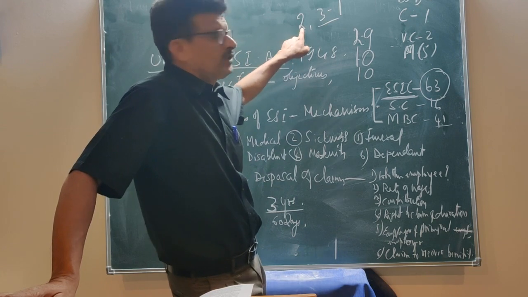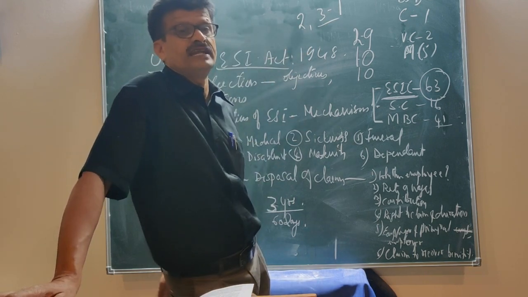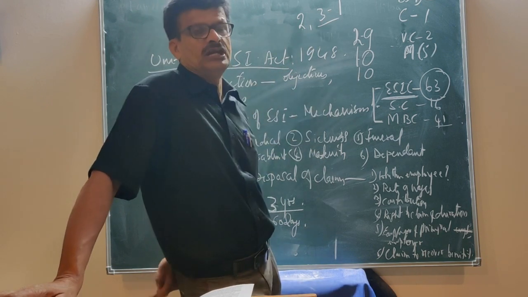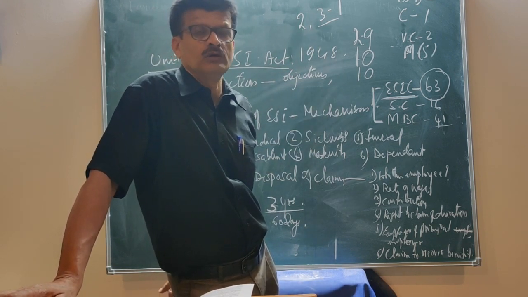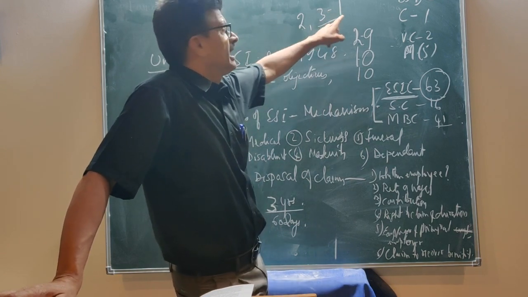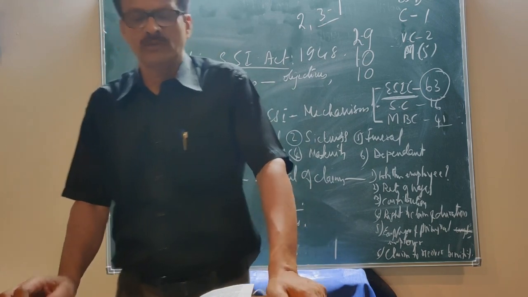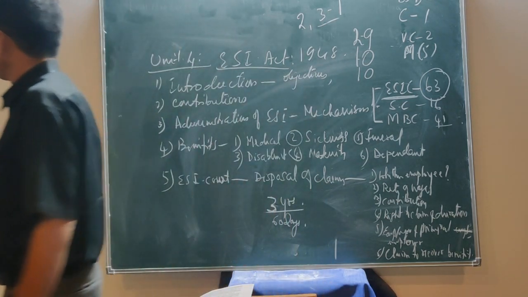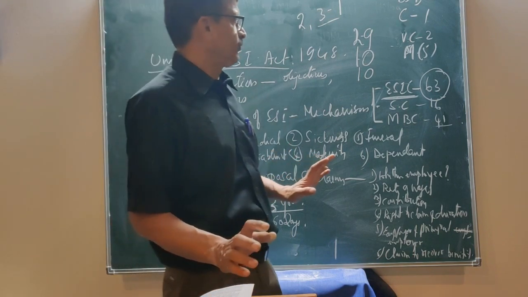Then we have 2 representing the medical profession, 59. Then we have 3 to represent parliament, of which 2 other members should be representing the Lok Sabha. So 62, and the last one, ex officio member, is called Director General of ESI Corporation. So ESI Corporation normally consists of 63 members.